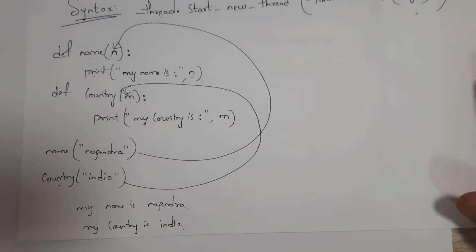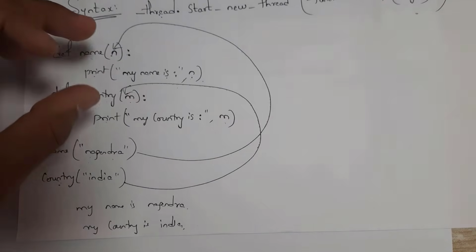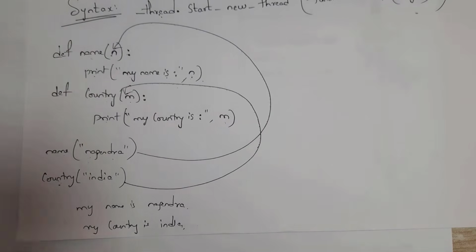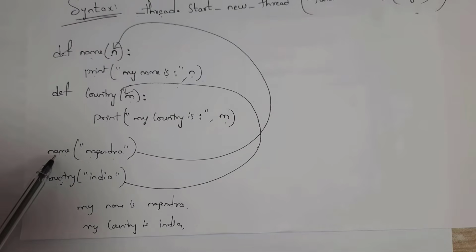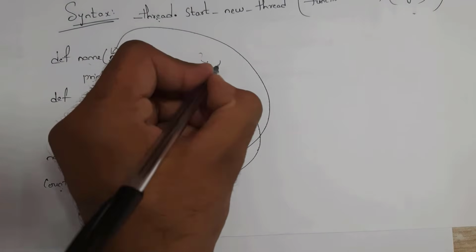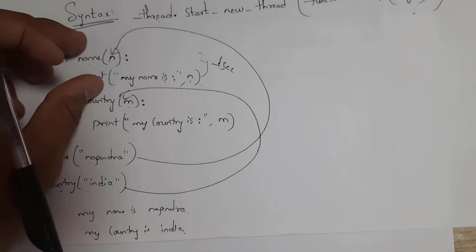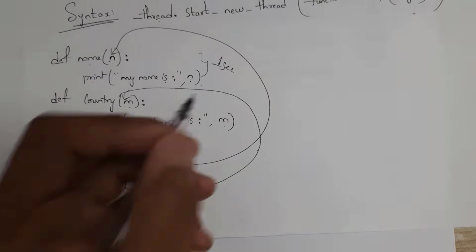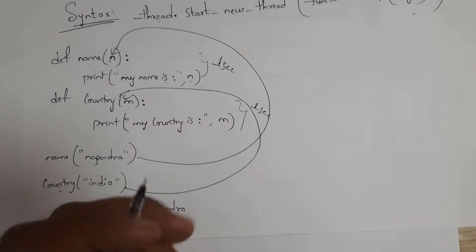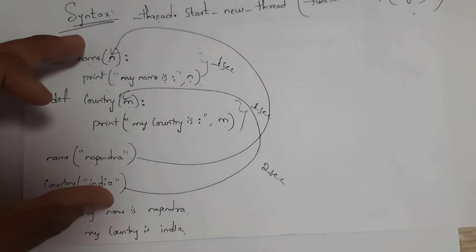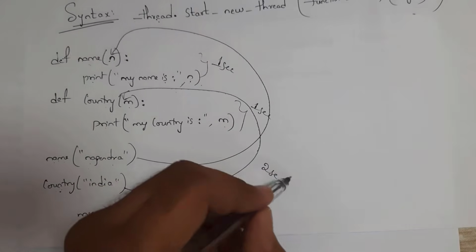And because of the global interpreter lock in Python, only after executing the first function, the second function will be executed. So whenever I call the two functions, name and country, at first it will execute the name function, and after executing the name function it will execute the country function. For example, the time taken to execute this function is 1 second, and similarly the time taken to execute the country function is 1 second. So the total time taken is 2 seconds. In order to execute this complete program, the time taken is 2 seconds.